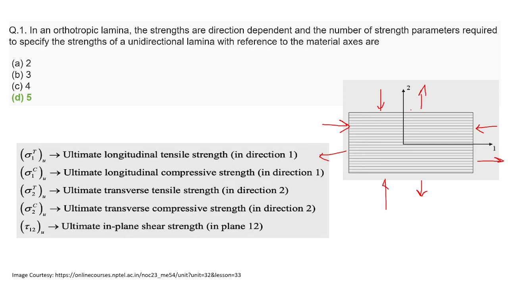Now the next one is in-plane shear strength. For any plane 1, 2, which is defined by these axes 1 and 2, there will be an in-plane shear strength known as tau 1 2, which will apply like this. It means that this whole plane is moving in this direction. So a kind of deformation will be there in this direction due to shear strength. So now we have five strength parameters which can define an orthotropic lamina. So the answer will be 5 here.